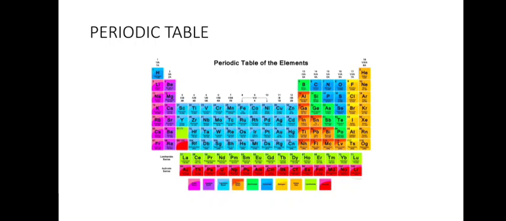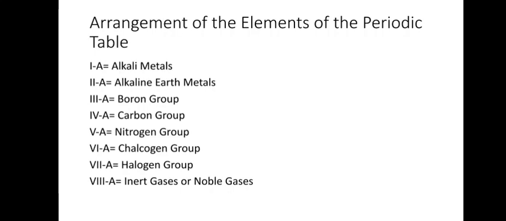Let's see a bit of the periodic table. So we have the periodic table over here. We have the alkali metal, alkaline metal, transition metal, basic metal, semi-metal, and non-metal. We have halogen, noble gas, lanthanide, and the actinide series. Now the arrangement of the elements of the periodic table.